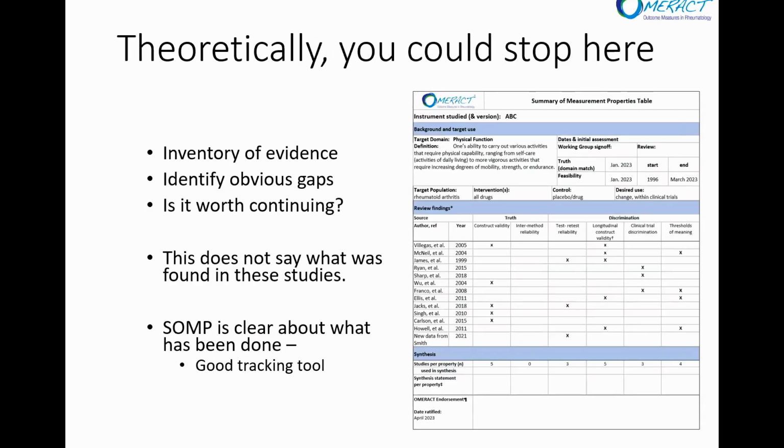Theoretically, you could even stop here. We don't recommend it at all. It's giving you an inventory of the evidence, obvious gaps. Is it worth continuing? But this does not say what was found in any of these studies. And the SOMP is really clear about what has been done. And that's what we tried to say the whole way through. We want it to be clear about what was done, what wasn't done. So clearly here, risk of bias hasn't been done. You haven't looked at the results of the studies. You're just getting a sense of the number of studies that are out there.